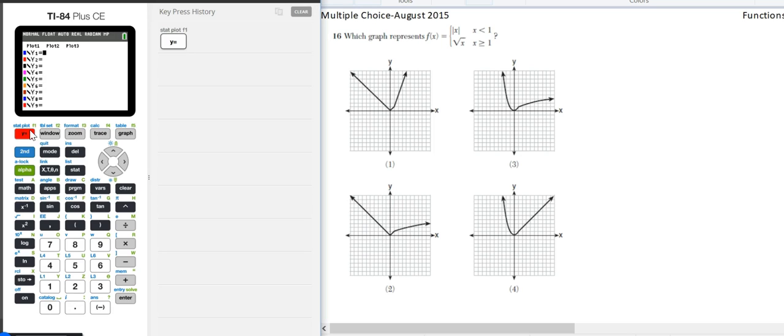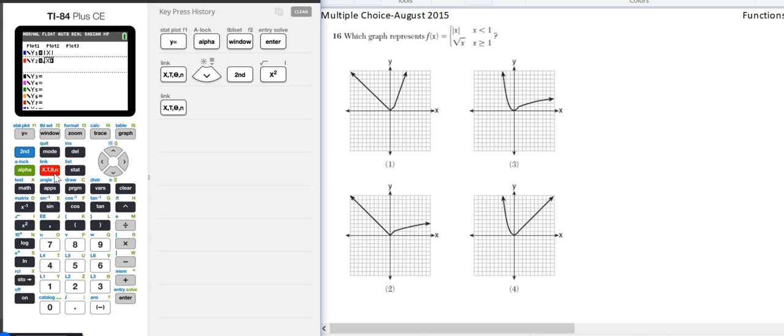Y equals, and to get the absolute value sign, we do alpha F2 and enter. We have an x, and then the square root function, and we'll graph it in ZOOM 6 for ZStandard. Now the graph that we're graphing is an absolute value function over the entire domain and the square root function over the entire domain.